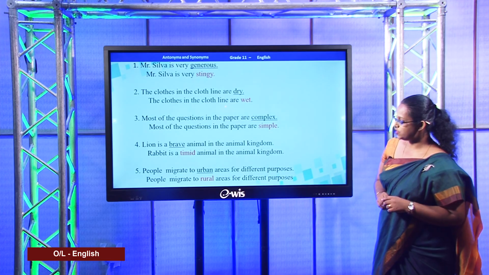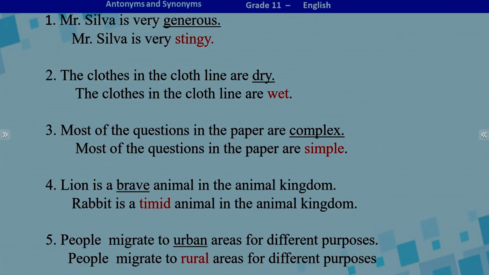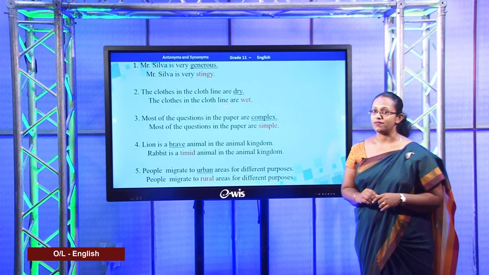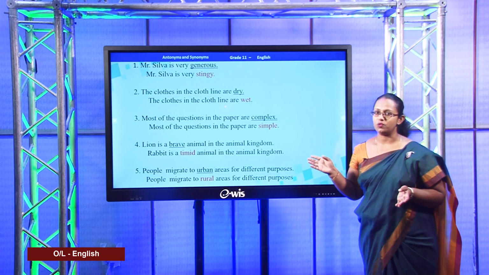People migrate to urban areas for different purposes. The underlined word is urban. So, what is the opposite word of urban? Of course, that is rural. Okay, children, I hope you have got a clear idea about these simple opposite words.